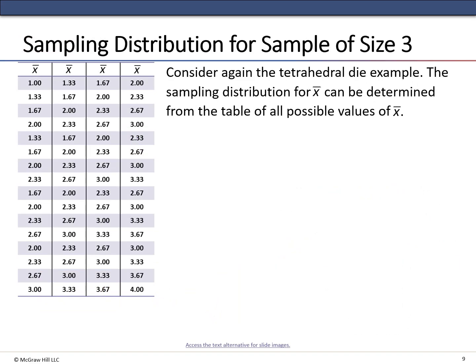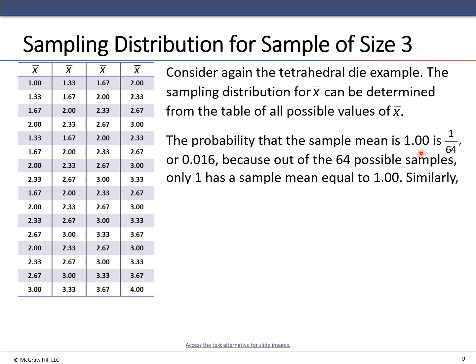Okay, so let's go back to our example for tossing a tetrahedral die with a sample size of 3. The sampling distribution for X bar can be determined from the table of all possible values of X bar. The probability that the sample mean is 1 is 1 out of 64. Now, how do we get that? Well, notice all of these averages, all of these means.